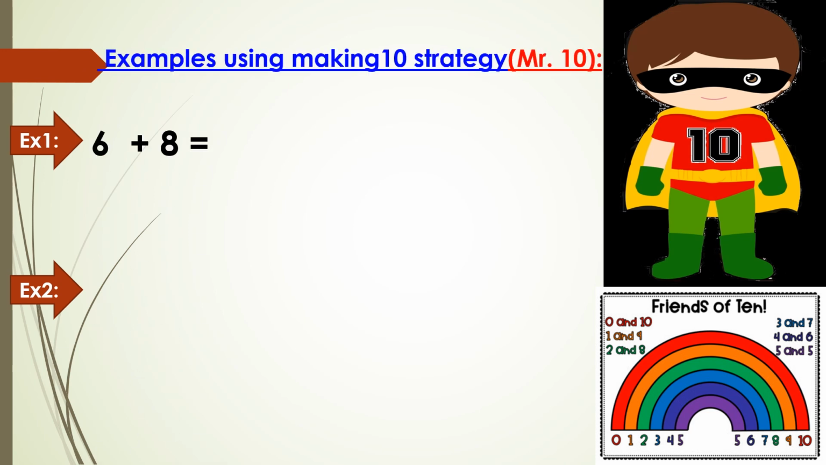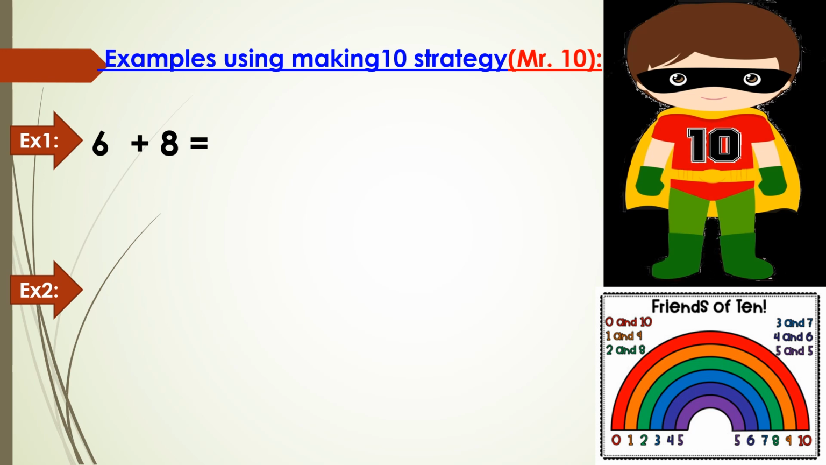The first example, 6 plus 8. First, look at 6. Now, 6 is very weak. 6 needs to be strong like our superhero, Mr. 10. So, 6 needs what to be 10? 6 needs what to be superhero? Yeah, it needs 4 because 6 plus 4 equals 10.